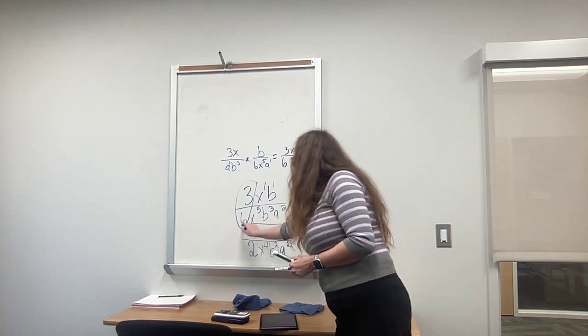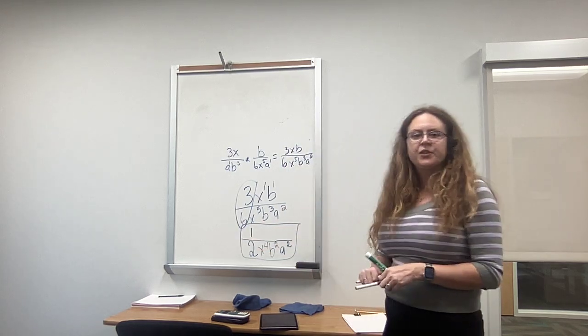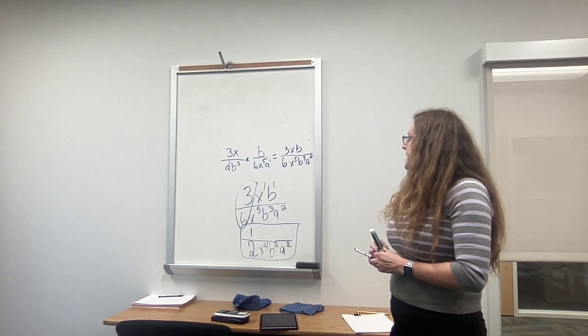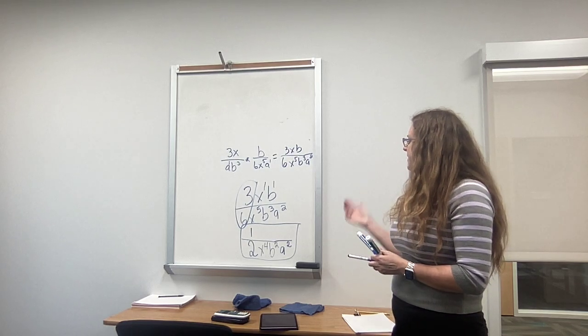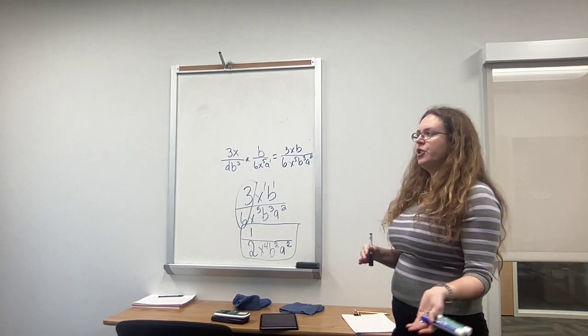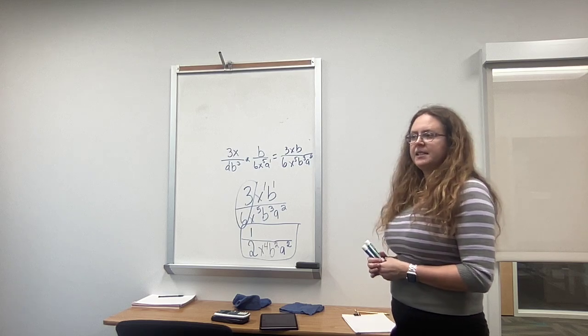So this is my whole answer. 1 in the numerator, 2x to the 4th, b squared, a squared in the denominator. The order of those on the bottom doesn't matter, and we usually put the number out front, so 2, but the order of those variables does not matter.